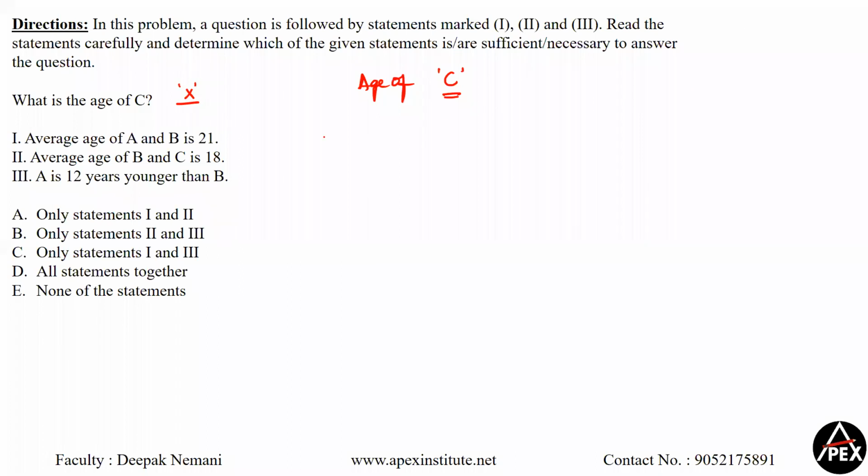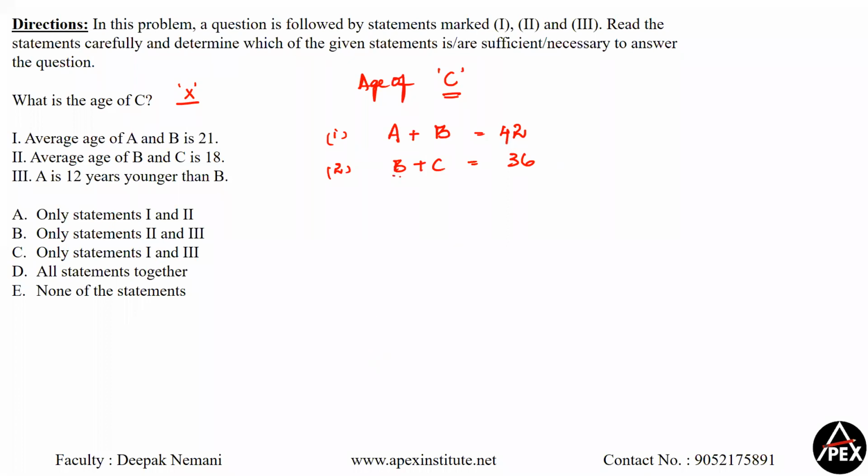Now if I consider first statement, average age of A and B is 21. Okay, if I assume the age of A as A and age of B as B, A plus B will be equal to 42, isn't it? A plus B is equal to 42. With statement 1 alone, can we determine the answer? No. Now second, average age of B and C is 18. Okay, so B plus C is equal to 36.